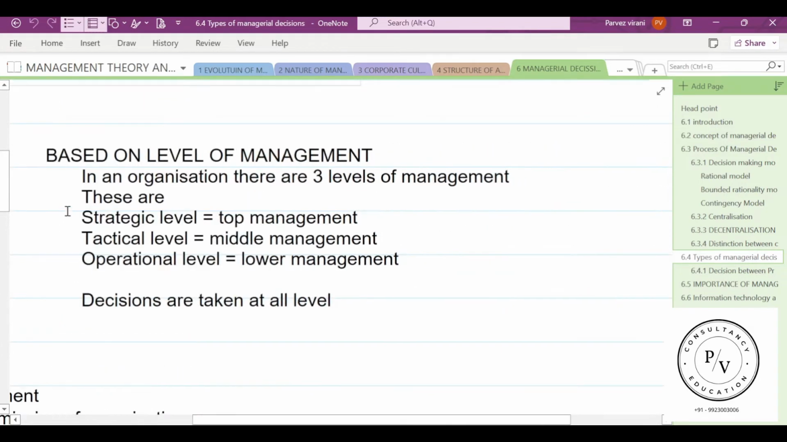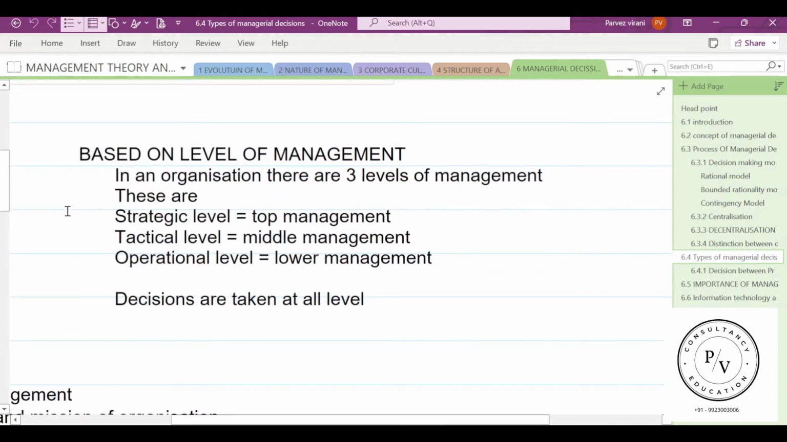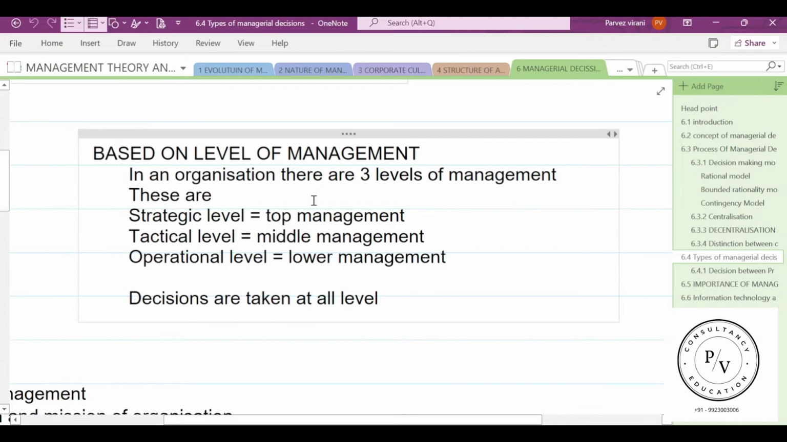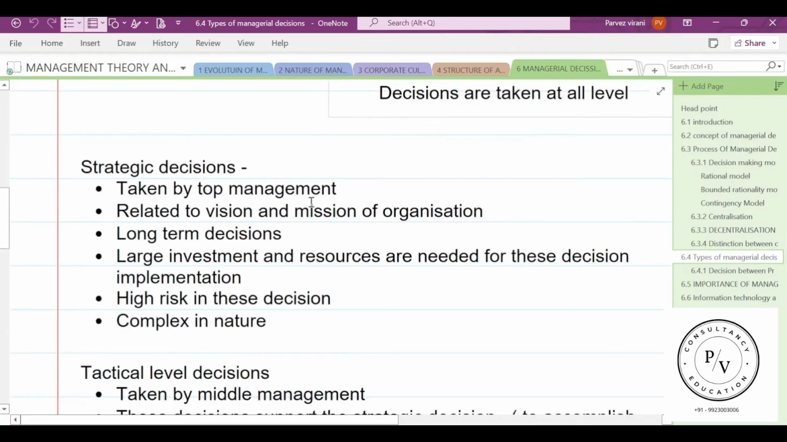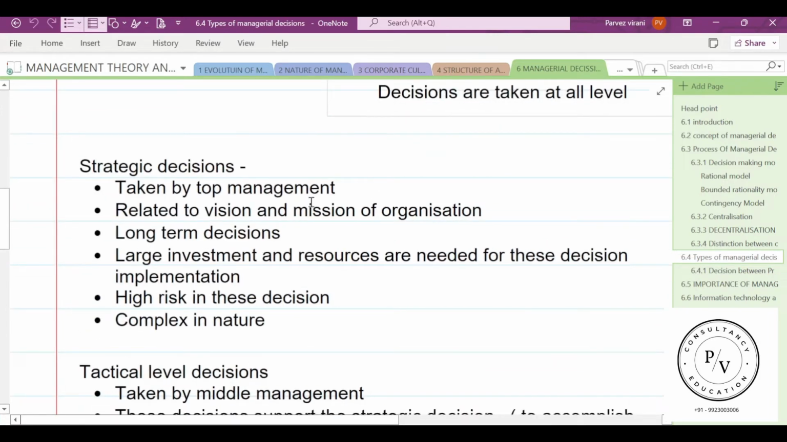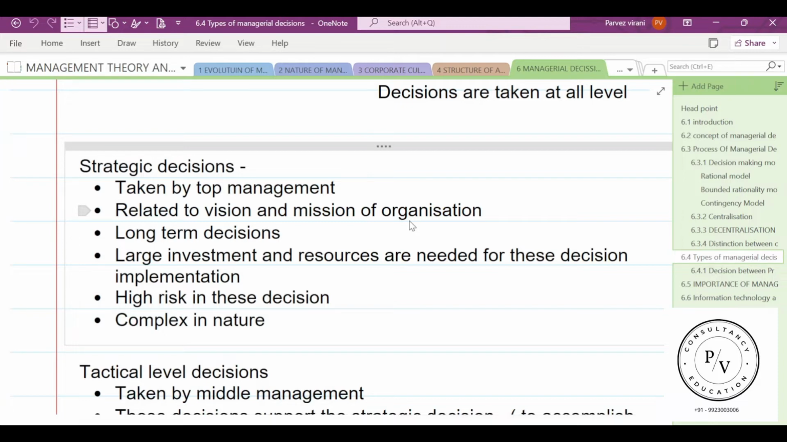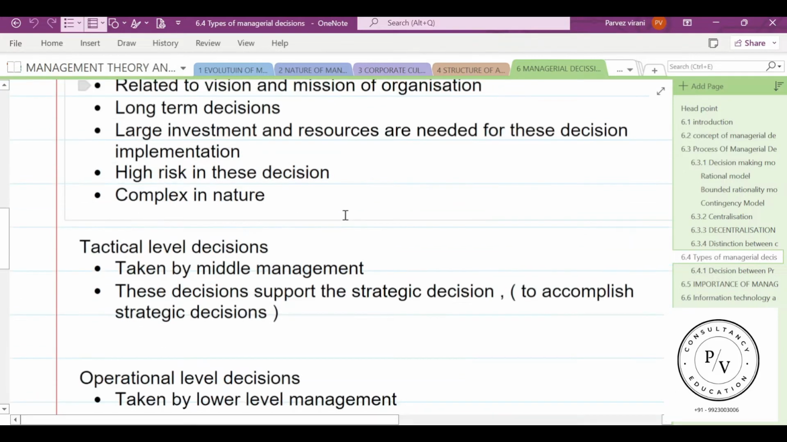In an organization, there are three levels of management. That is strategic level, top management. Tactical level, middle management. Operational level, lower management. Decisions are taken at all levels. Strategic decisions are taken by the top management, related to the vision and mission of the organization. Long-term decisions, large investments and resources are needed for their implementation. There is high risk in these decisions, and they are complex in nature. So that is strategic decisions.